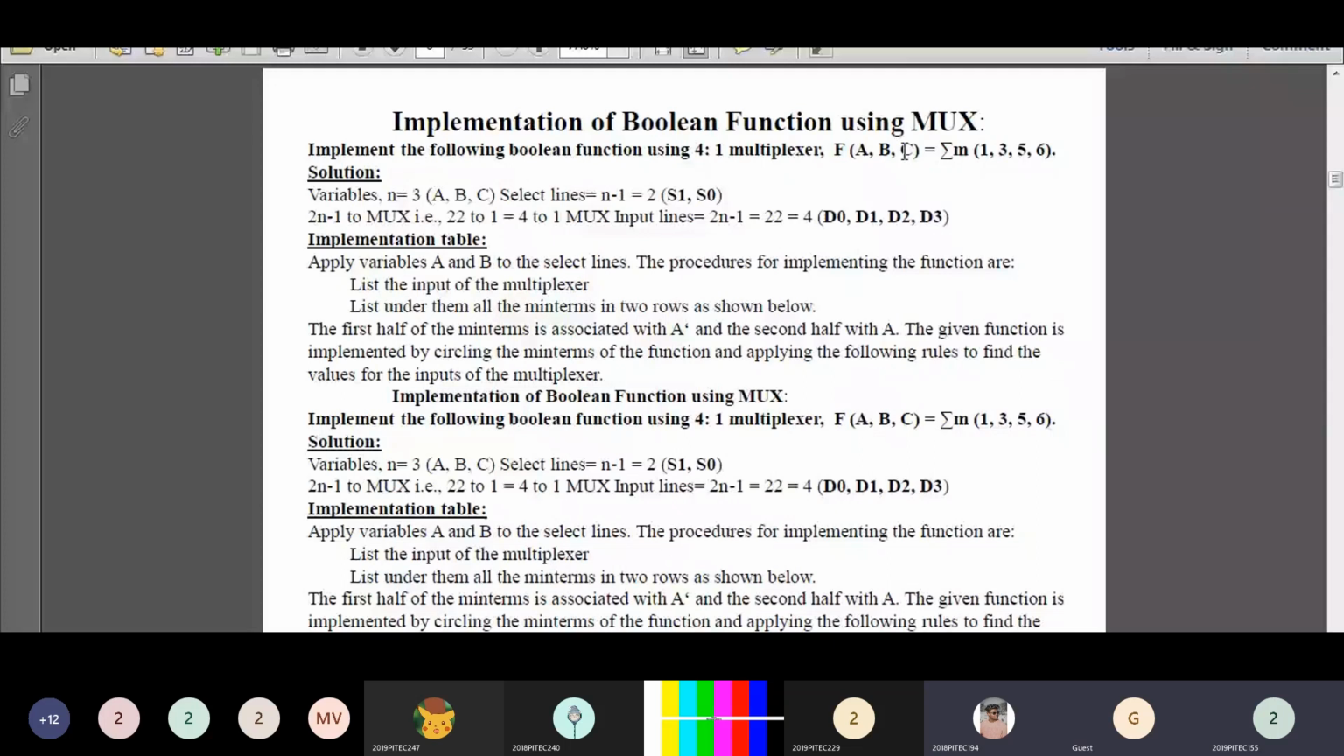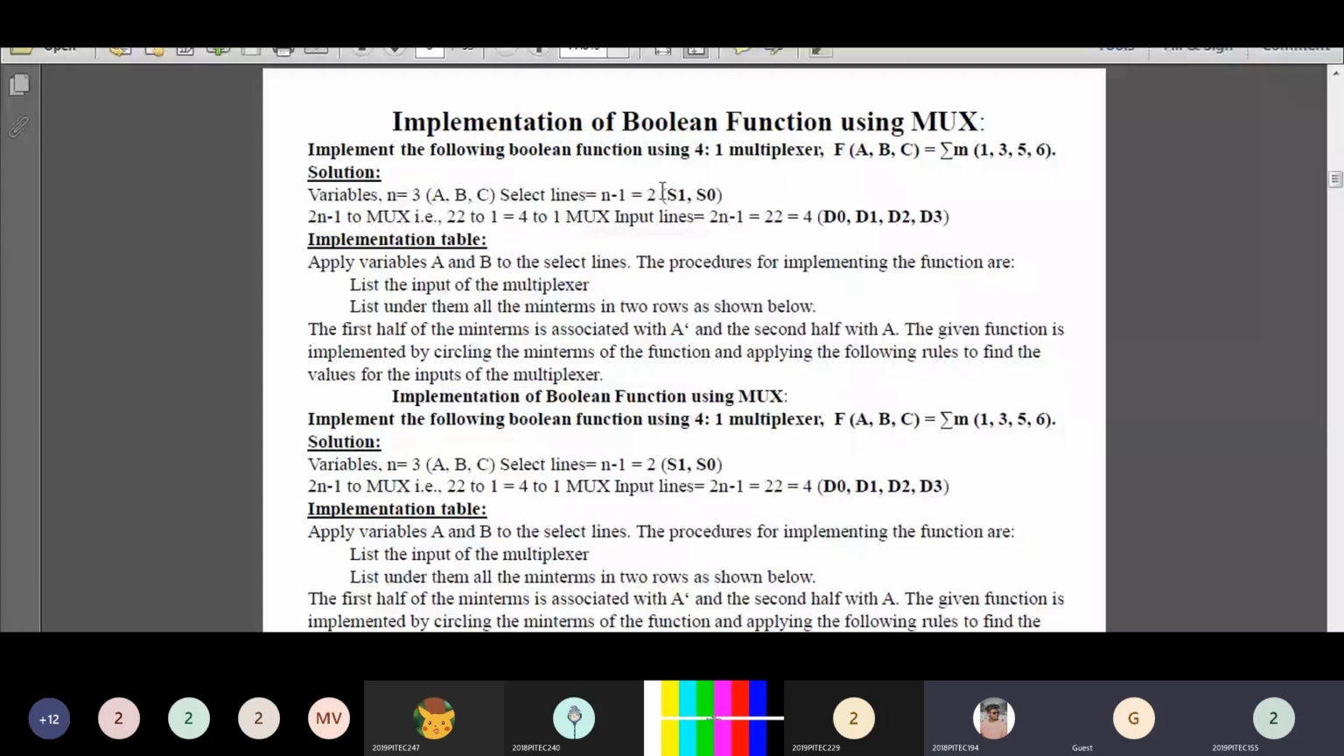This is a 3 variable function, so your n value is equal to 3. Selection lines is equal to n minus 1, where n is the number of variables, so here you substitute 3. Select lines is equal to 3 minus 1, that is equal to 2. So you'll be having two selection lines, S1 and S0.